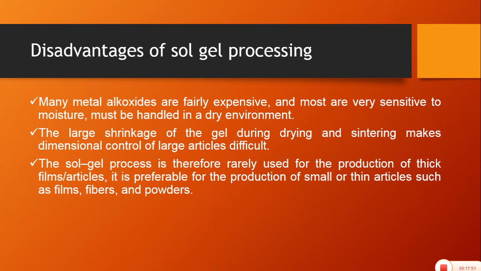So it is often very difficult to obtain monolithic gels thicker than a few millimeters, or films thicker than 1 micrometer, without cracking. So the drying process, in which cracking and warping occur, is the main drawback of this sol gel processing. The third one is that the sol gel process is therefore rarely used for the production of thick films or articles because of the shrinkage problem. Instead, it has been considerably used for the production of small or thin articles such as films, fibers, and powder. So it has been restricted for making thick films and large size articles, but it is suitable for certain small or thin articles, films, fibers, and powder. We can make those very easily.